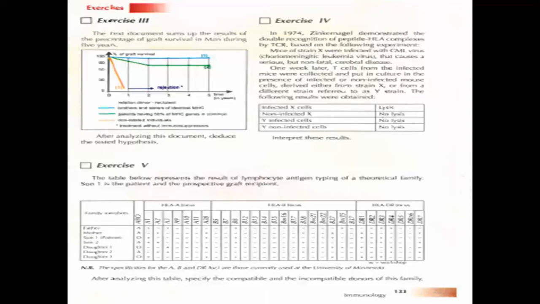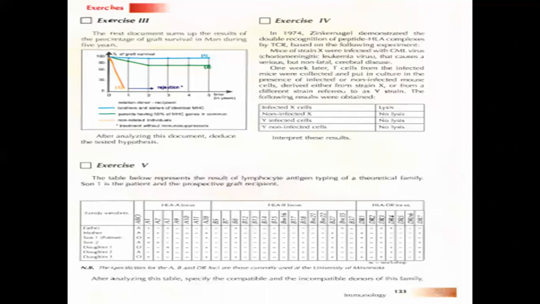In this session, we're going to continue with the exercises of chapter 6 about the roles and the components of the immune system. In exercise number 4, they said that in 1974, Zinkernagel demonstrated the double recognition of peptide HLA complexes by the TCR. The TCR recognizes it by a process called double recognition. It recognizes self HLA, then it moves to the antigen. We call this the double recognition process.